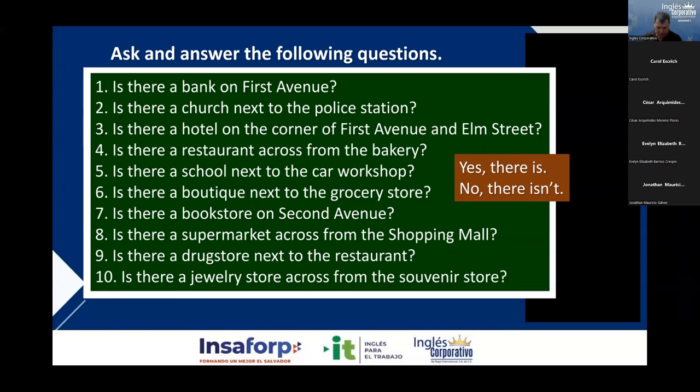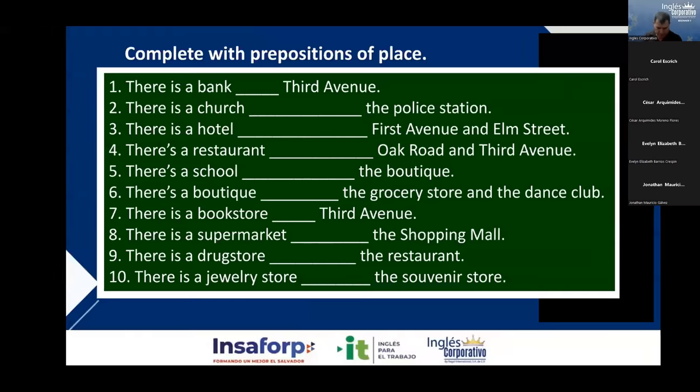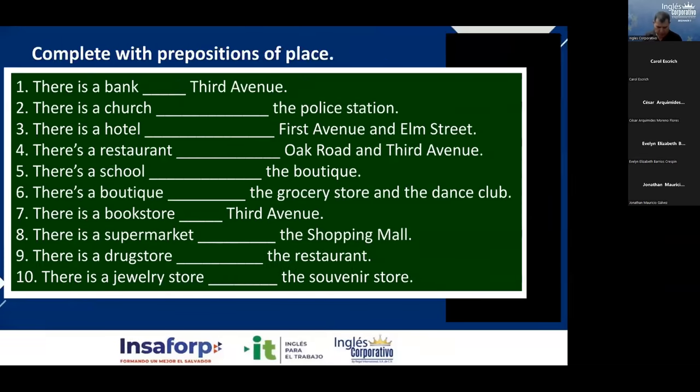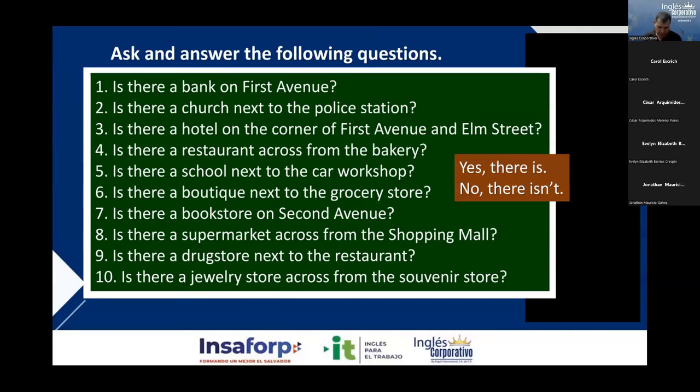Is there a restaurant across from the bakery? Restaurant across from the bakery. Restaurant. A mí se me pierde. No. No, there isn't. Porque is next to.